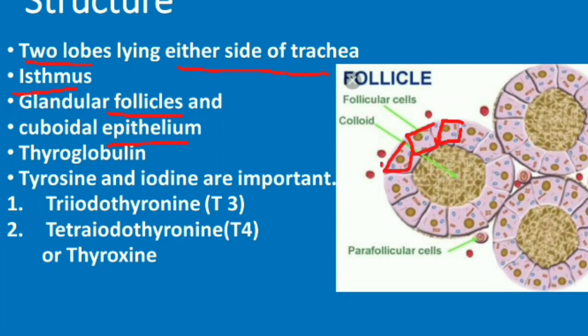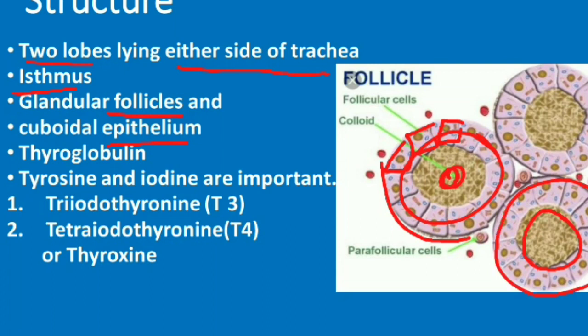These are the follicular cells and these are the epithelial cells. The follicular cells surround the colloidal substances and form the thyroglobulin. This structure shows the thyroglobulin.